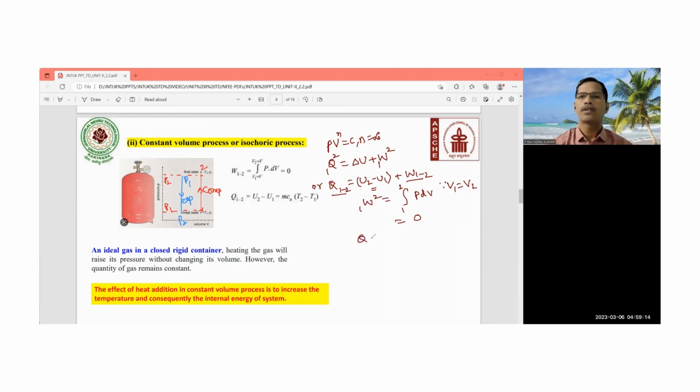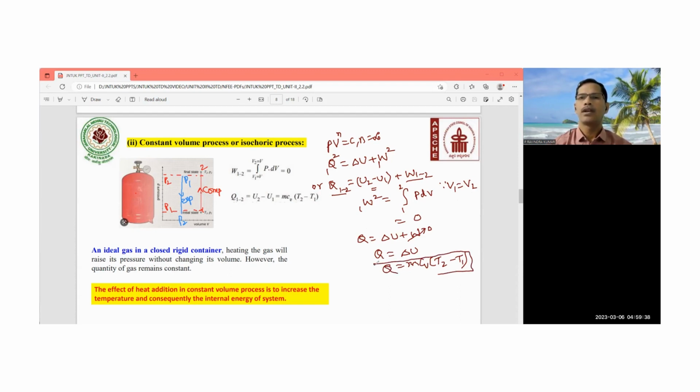So when you apply the first law of thermodynamics, Q is equal to delta U plus W. So this W is going to become 0. That means Q is going to become delta U. That delta U is nothing but equal to MCV (T2 minus T1). So this is the heat transfer relation.